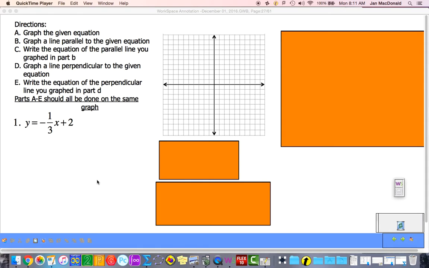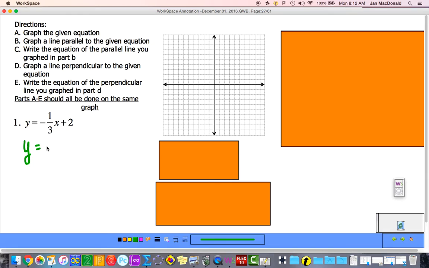Okay, let's take a look at the directions for this handout. Directions. Part A, graph the given equation. So in number 1, this is our given equation. Notice this equation is in slope-intercept form. Slope-intercept form is y equals mx plus b. So we can clearly see here our slope is negative 1/3.